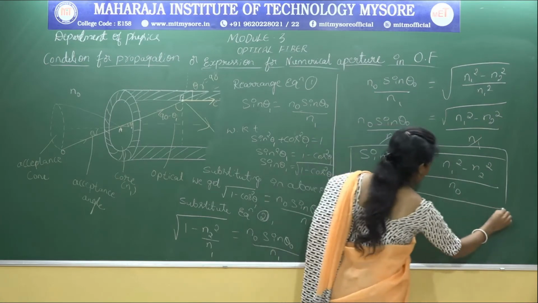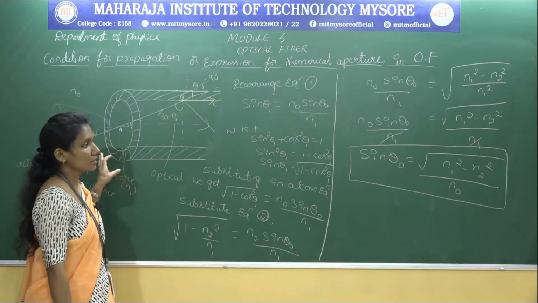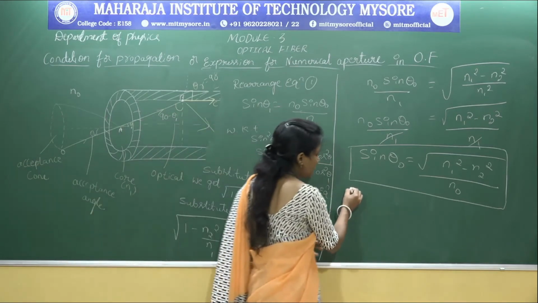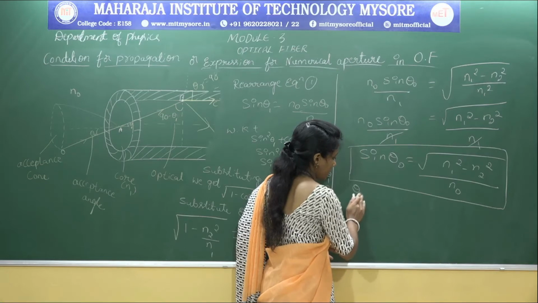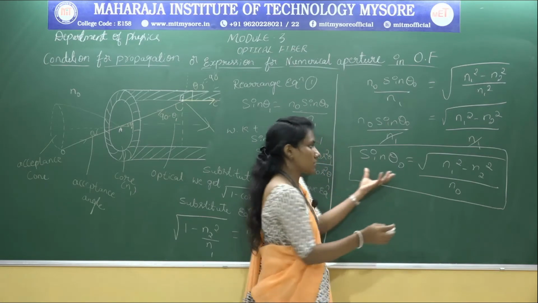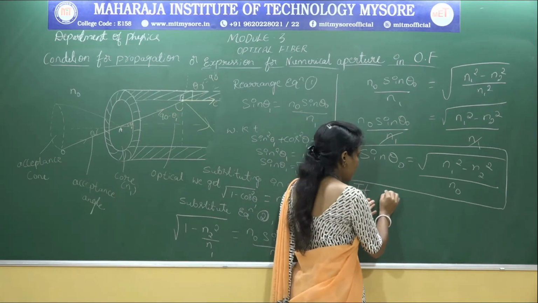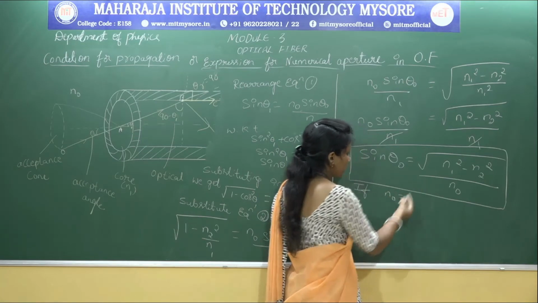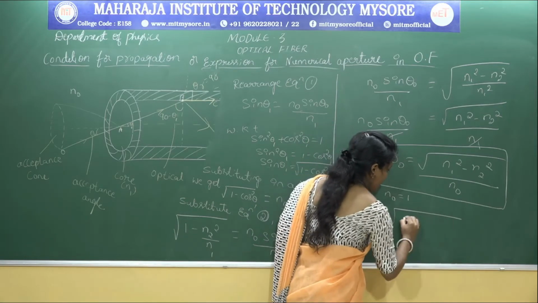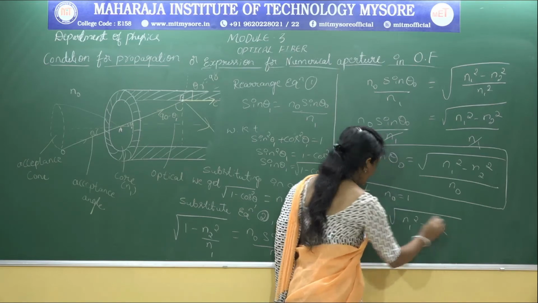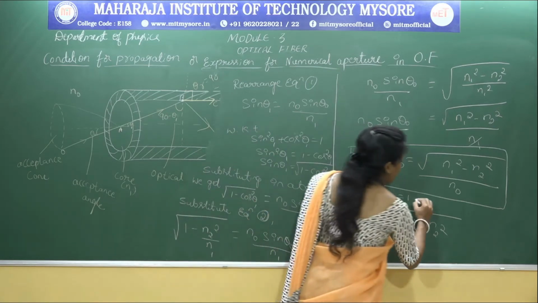So this is one expression. But what is the condition for the ray of light to work? The angle of incidence theta naught is greater than this. And if this optical fiber is placed in the surrounding medium, that is in air, and n naught is equal to 1, then what will we get? Sin theta naught is equal to root of n1 square minus n2 square. So that is sin theta naught when we place it with n naught equal to 1, that is in the surrounding medium.